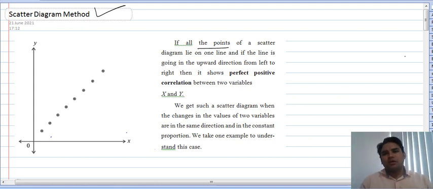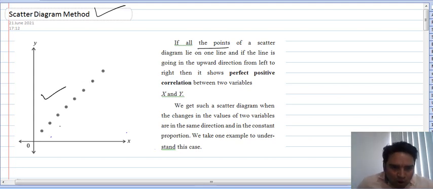Scatter diagram, right? Now look, the practical questions based on this scatter diagram are not expected in the board examination, but yes, MCQ or 1 mark short question is definitely expected in the board examinations. So it is really easy. Understand the concept.